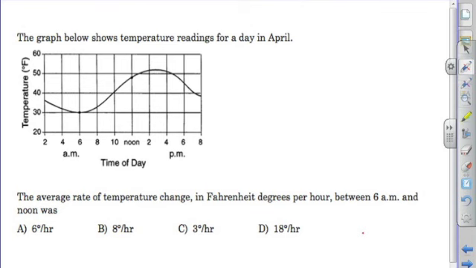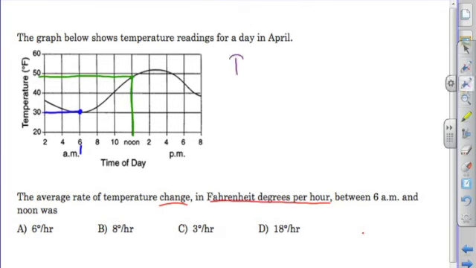The graph below shows temperature readings for a day in April. The average rate of temperature change, keyword change, in Fahrenheit degrees per hour, they're telling you the units, between 6 a.m. and noon was. I need to pluck out the data that we will plug into the formula based on this chart. From 6 a.m. to noon, 6 a.m. is here. The temperature value was very clearly 30 degrees at that time. At noon, the temperature value increased to maybe about 48 degrees.